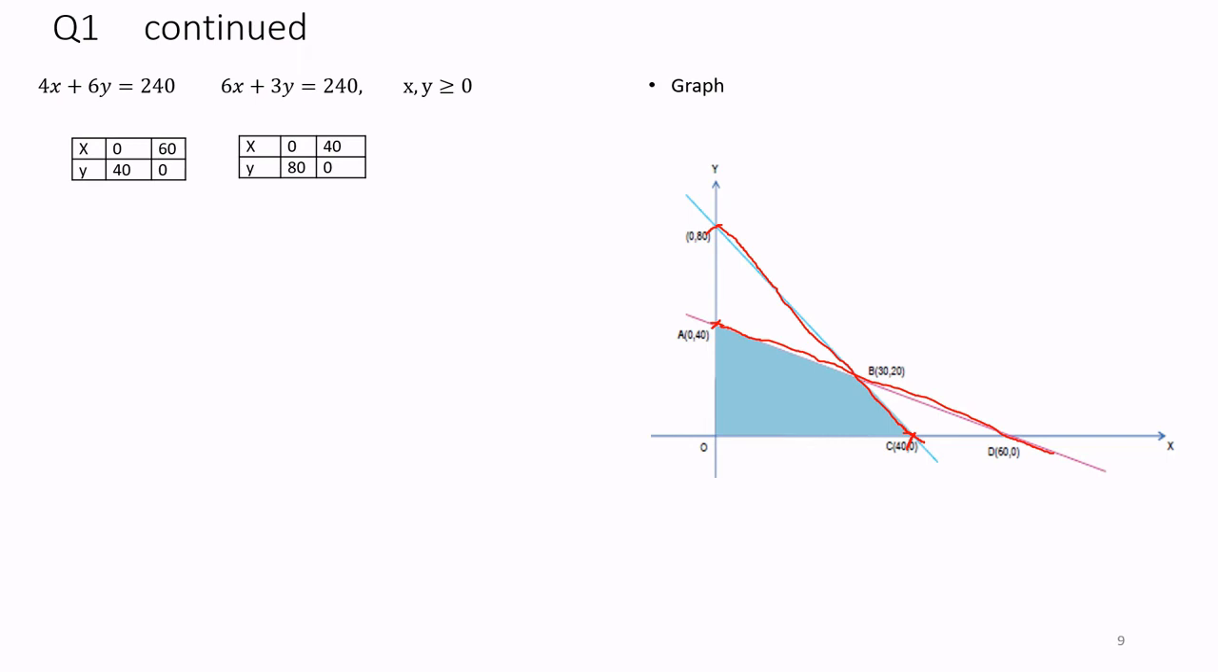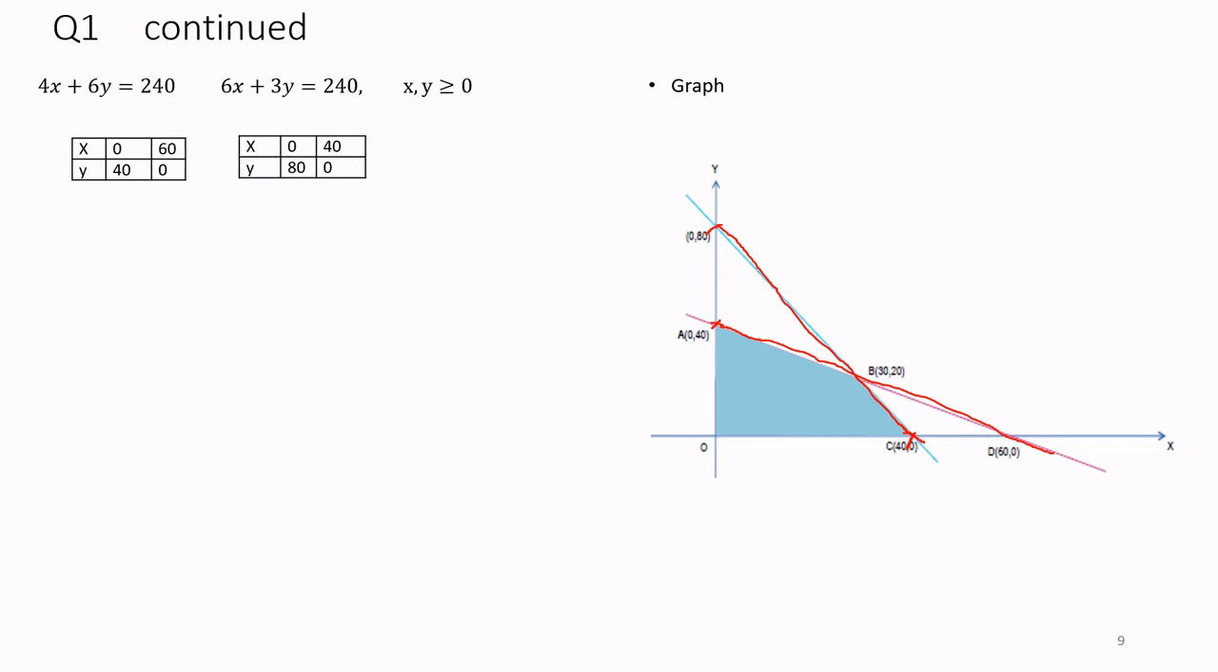The intersection point of the two lines is B. The B coordinates we have to measure from the graph. We measure it as 30 comma 20. That is, x is 30 and y is 20. The values of x and y at point B can also be found by using simultaneous equations of these two lines. You can do it.